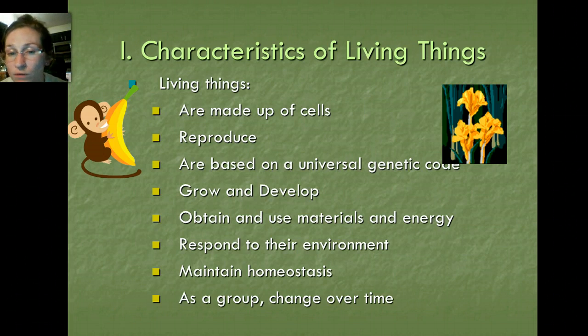Spoiler alert. We've talked about cells. We've talked about being based on a universal genetic code. We've talked about obtaining and using materials and energy when we went through photosynthesis and cellular respiration. We talked about maintaining homeostasis. And now guess what we are on as a group? Change over time. This is what we know as evolution.